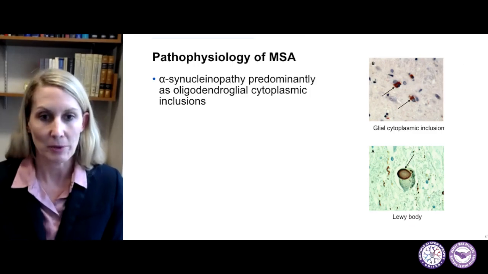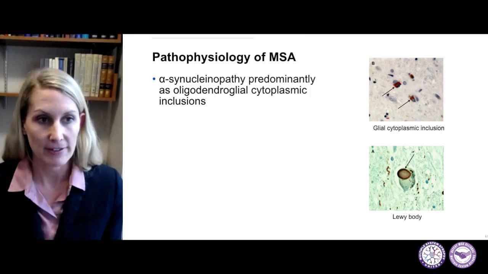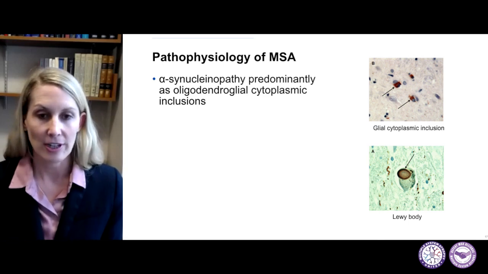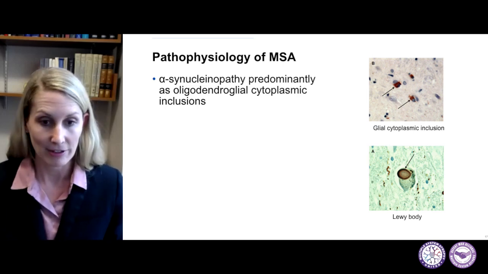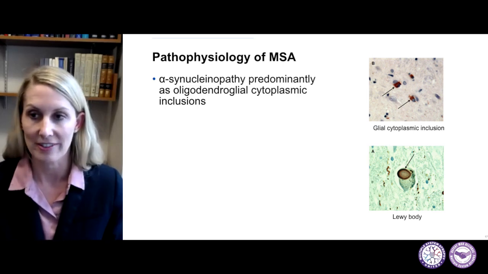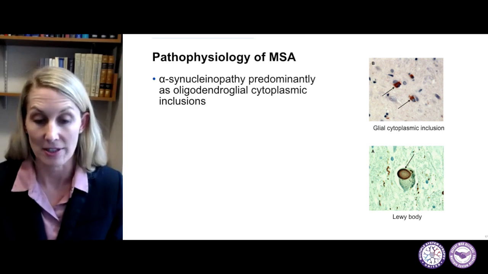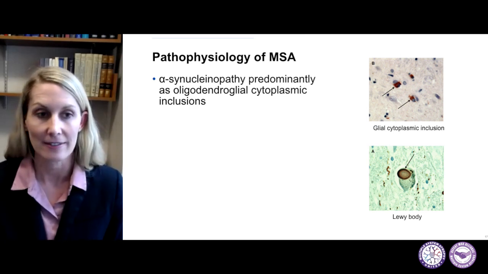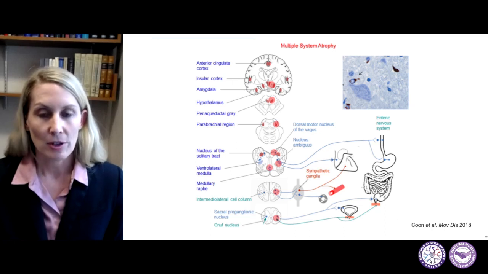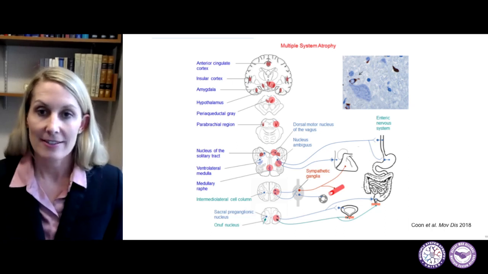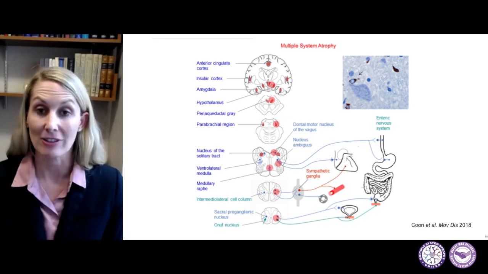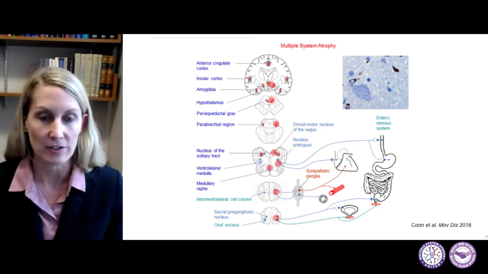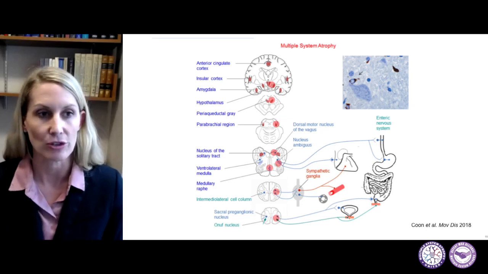So pathophysiologically, we know that MSA is an alpha-synucleinopathy, but it is characterized more by oligodendroglial cytoplasmic inclusions, in its difference from those Lewy bodies, which are what's seen in the Parkinson's disorders, Parkinson's disease and dementia with Lewy bodies. And we also know that there's differences in where this alpha-synuclein is deposited. So in MSA, we tend to see fairly central deposition of alpha-synuclein and these gliocytoplasmic inclusions.